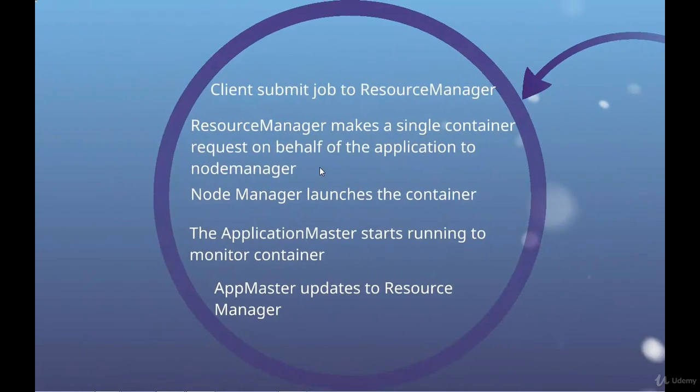Here are some steps that will be followed during the execution of a job in Yarn. First, the client submits the job to the resource manager. Second, the resource manager makes a single container request on behalf of the application to the NodeManager. The NodeManager launches the container. The application master, the App Master, starts running to monitor the container. The App Master updates the resource manager also.